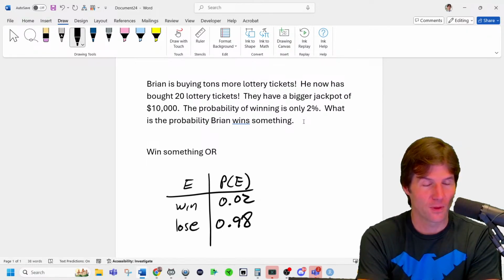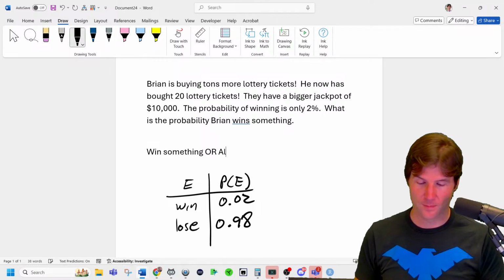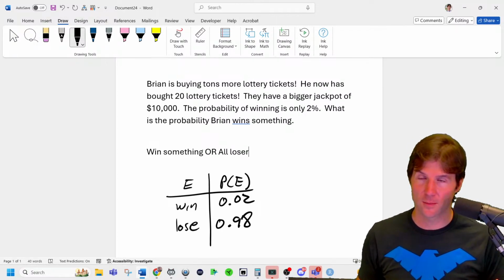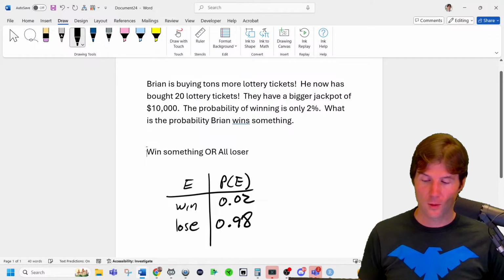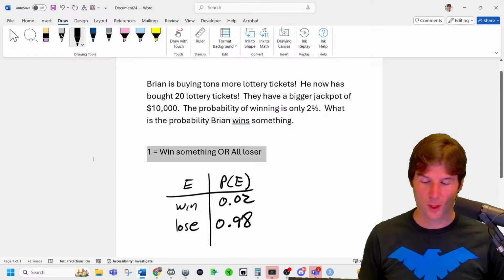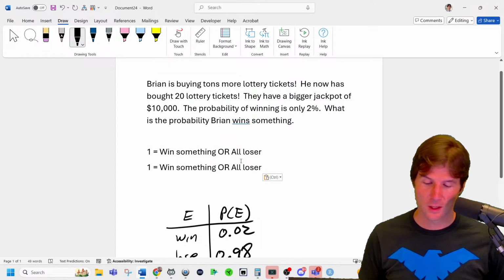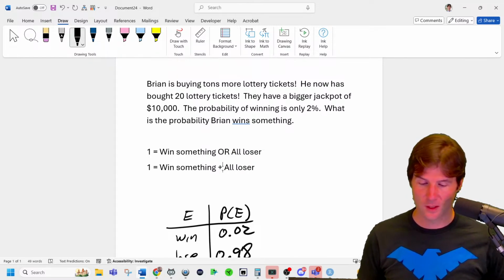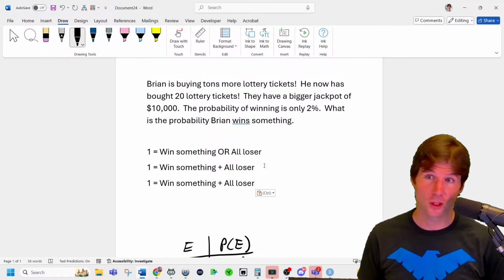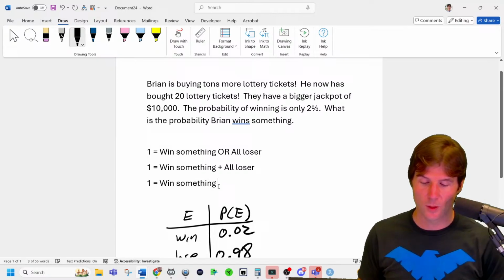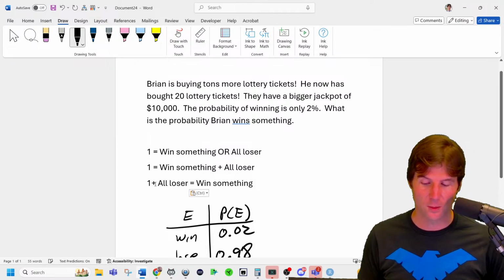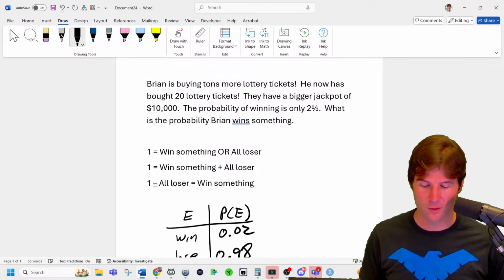You're on the right track. All losers. So you either win something or you lose on every one of them. You buy 20 lottery tickets. Either all 20 are losers or you have at least one winner. One of those things must occur, so it has a probability of 1. Now we change the "or" to addition, because when we say or, we're talking addition. These are disjoint because you can't win and lose. Then we figure out the probability of all losers, which we can subtract from 1 to find the probability of winning something. We just algebra it over to the other side.